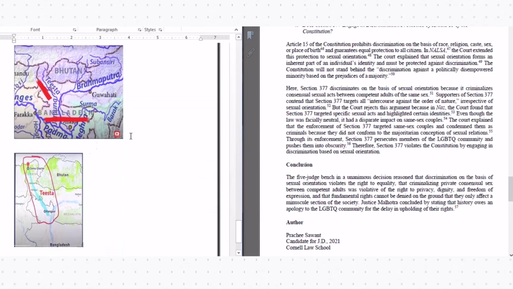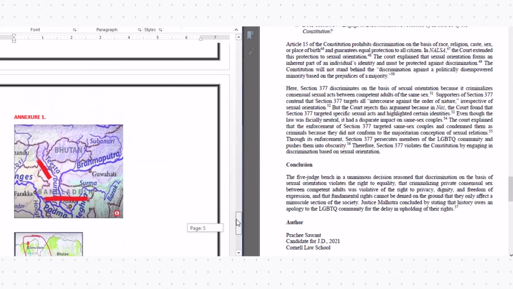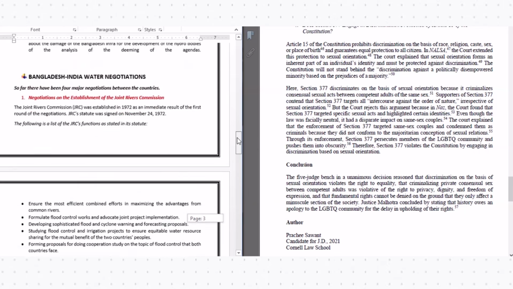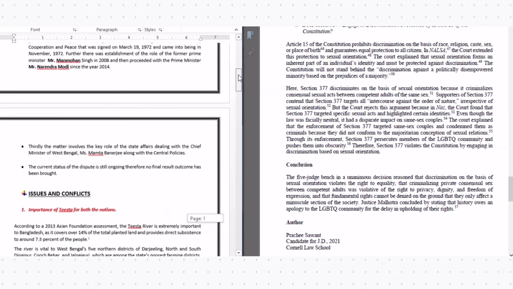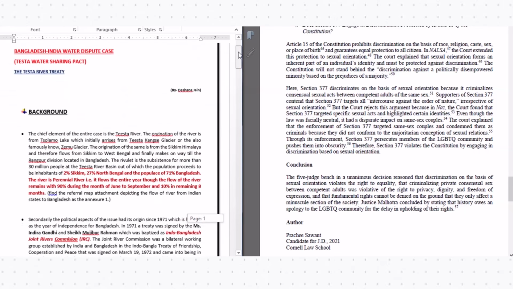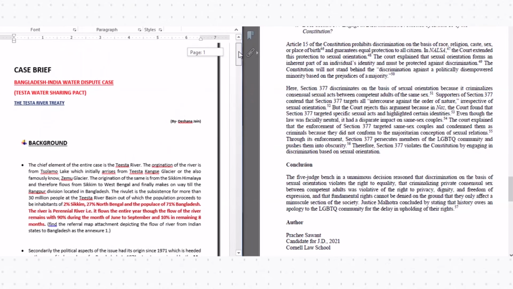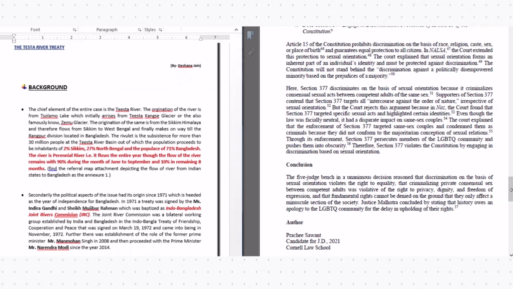And for example, in my case brief, I told you I had to mention the river. I also attached the annexure of the map of those rivers joining in, so that my mentor who needed the case brief could understand it in a better manner. And so that's it, you guys. This is how you write a case brief.